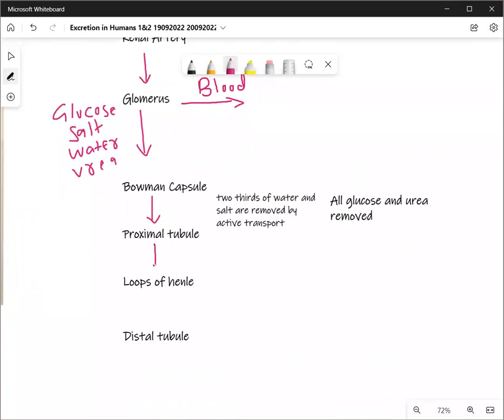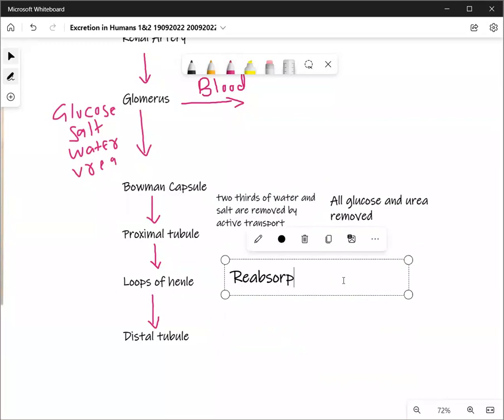Now, after the proximal tubule, we go to loops of Henle. Okay, so what happens in the loops of Henle is that two things happen. Reabsorption. What is the meaning of this? Most of the water is absorbed. Water and salt are reabsorbed.